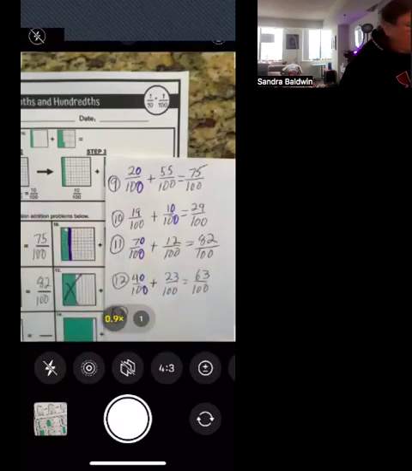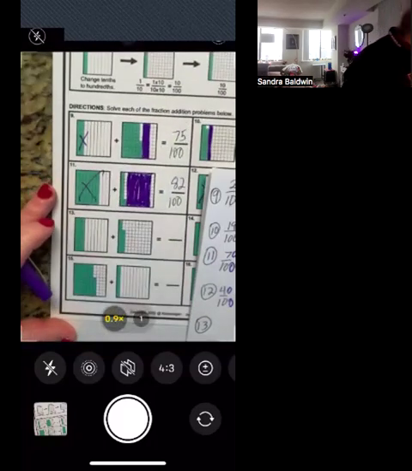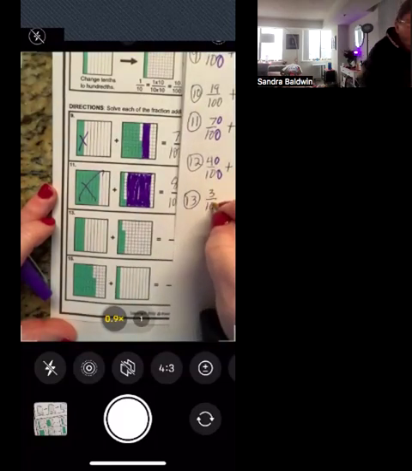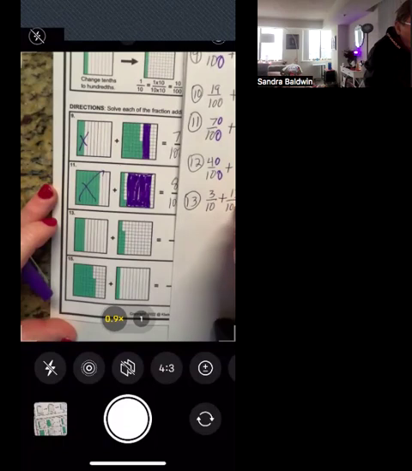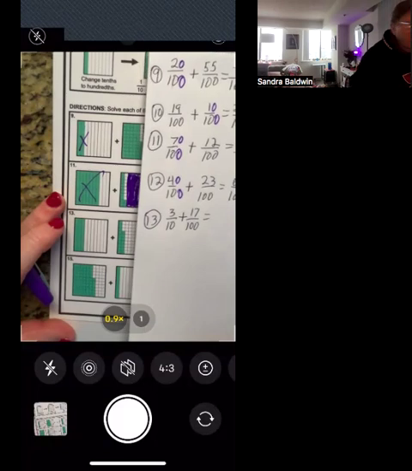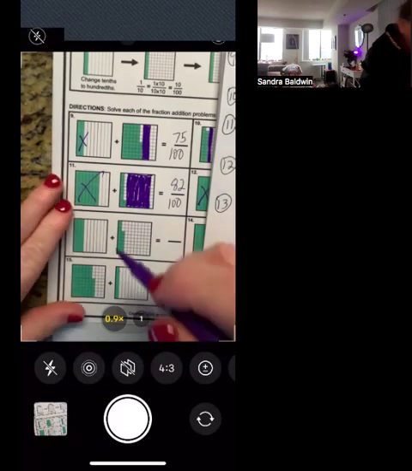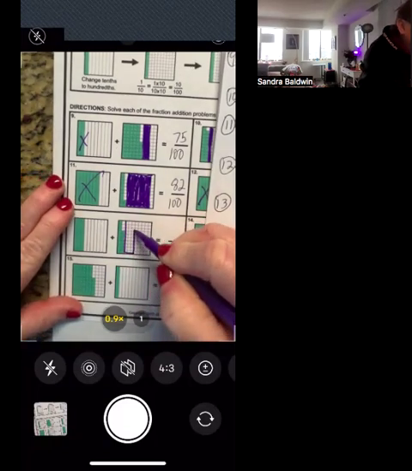Our next problem will be 13. And so for 13, I see that I have 3/10. I'm going to add 17 hundredths. This is my equation that goes with these pictures. All right, so I'm going to redraw my 3/10 onto the hundredths frame.